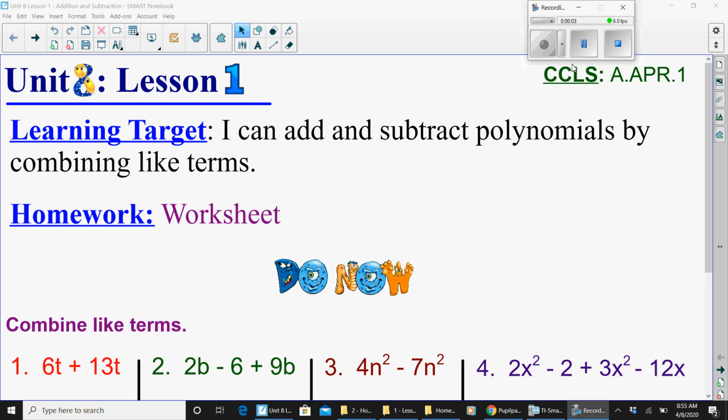This is Unit 8, Lesson 1. Learning Target: I can add and subtract polynomials by combining like terms. And say new unit.